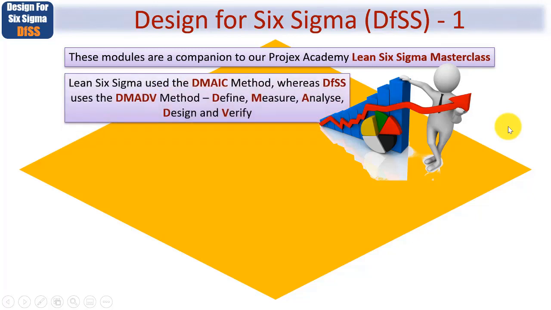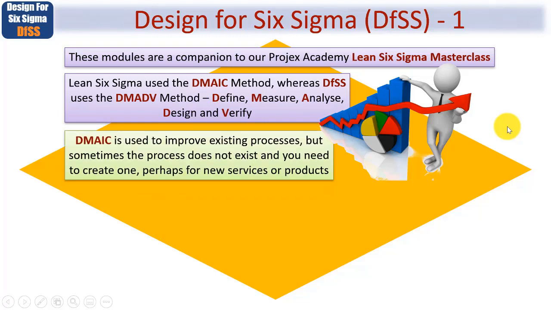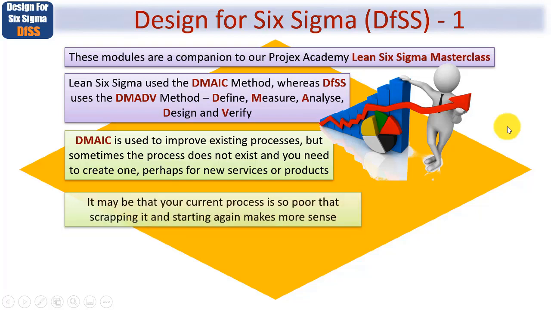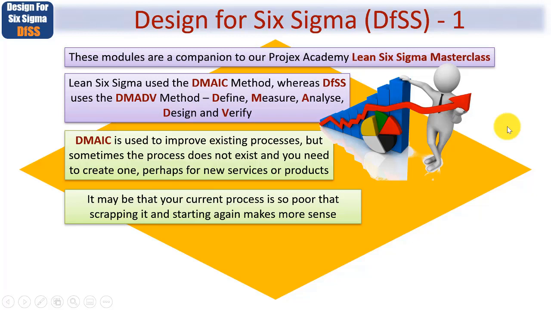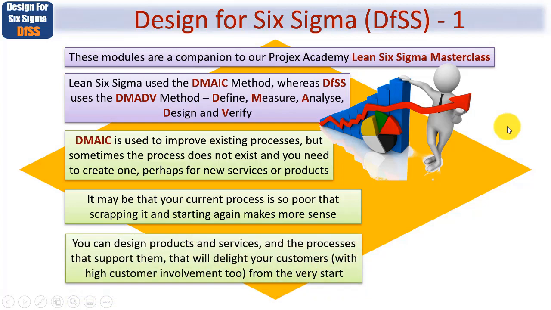Now, Lean Six Sigma, as I've said, uses the DMAIC method, whereas DfSS uses the DMADV method: Define, Measure, Analyse, Design and Verify. So DMAIC is used to improve existing processes, products or services, but sometimes such a process does not exist. So you need a method to create new processes, products and services. And it may be, for example, that your current process is so poor that scrapping it and starting again makes more sense. So you can design products and services and the processes that support them that will delight your customers, and, as you might imagine, with very high customer involvement from the very start of your project.